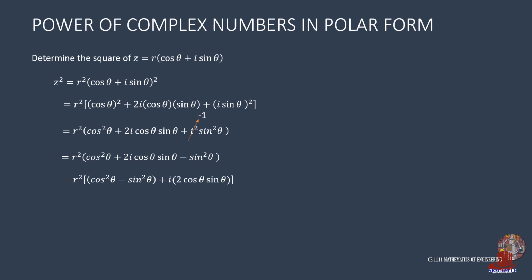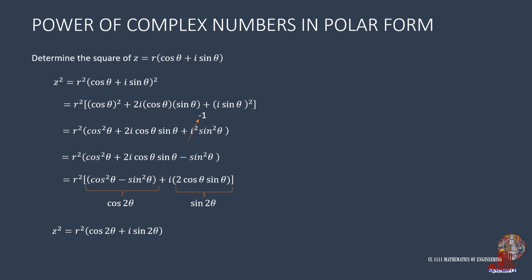Rearrange the terms to fit in some identities, making r^2 times (cos^2 θ - sin^2 θ + i·2 cos θ sin θ). Now recall from trigonometric identities that the cosine of double angle is cos^2 θ - sin^2 θ. And from the second term, note that 2 cos θ sin θ is sine of double angle. So the square of z becomes r^2 times (cos 2θ + i sin 2θ).